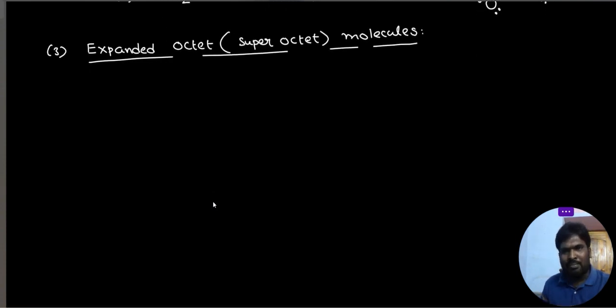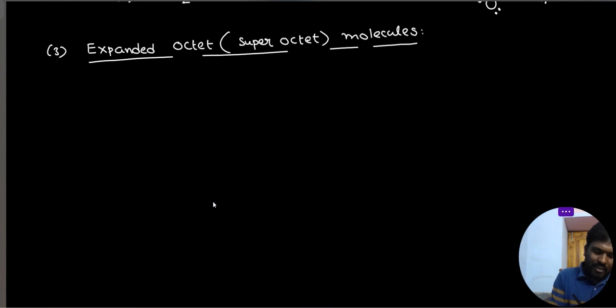Around the central atom, more than 8 electrons are present. So they are expanded octet. Greater than 8 electrons around the central atom. Clear? So more than 8 electrons present around the central atom. Simply, they are expanded octet molecules or superoctet molecules.